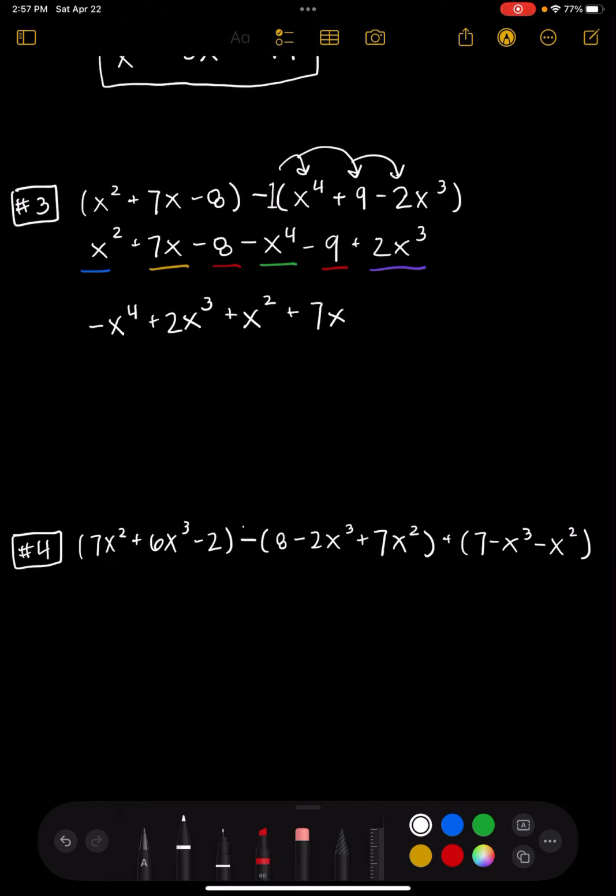And then we go to the things without x's, which is the -8 and -9. Those ones do have like terms, so we do -8 minus 9, which gives me a -17. And this is my final answer. So this one's a little bit longer than the other ones, but that's totally fine because we have all of the like terms combined and everything's good.